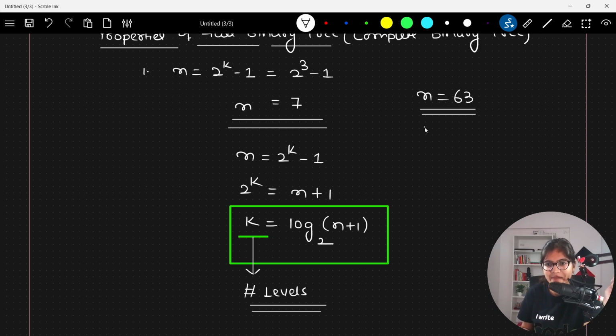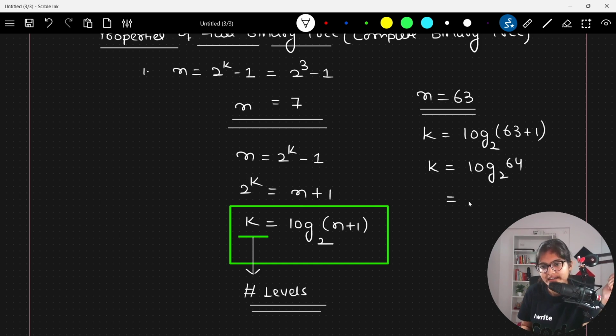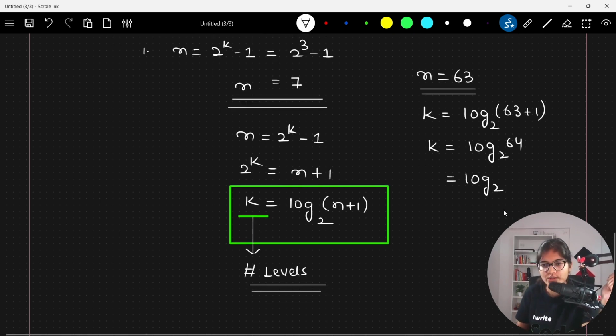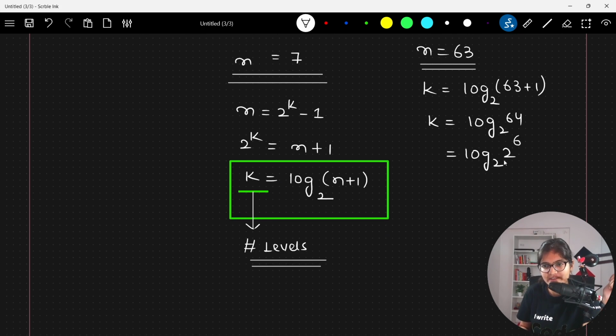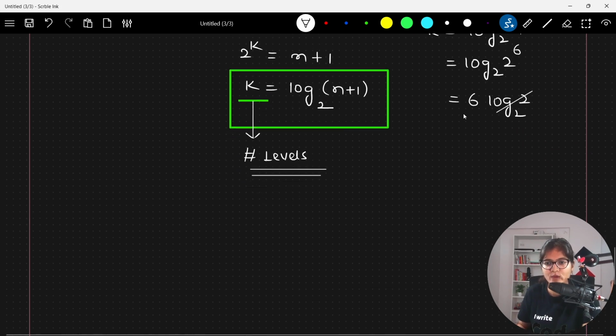So you can easily calculate by saying it will be equal to log of 63 plus 1, which is equal to log of 64 base 2. So you should know this relationship, then you will be able to clearly find out. So here it is equal to log base 2 of 64, and this is nothing but log base 2 of 2 to the power 6. So 6 can come up front, so it will be 6 log 2 base 2, and this value will be equal to 1. So 6 into 1 will be equal to 6 only. So you can say that the number of levels will be equal to 6.